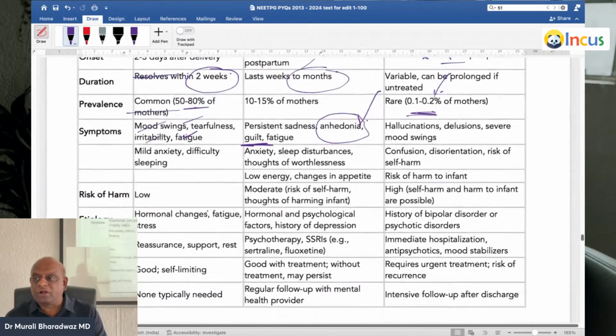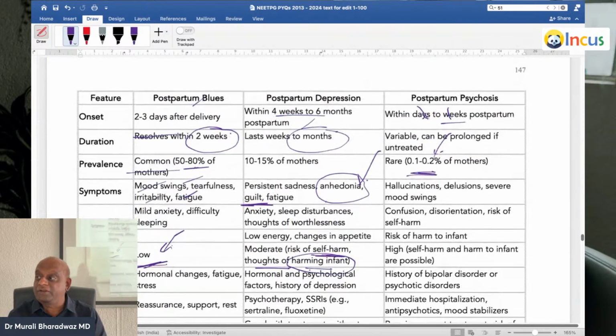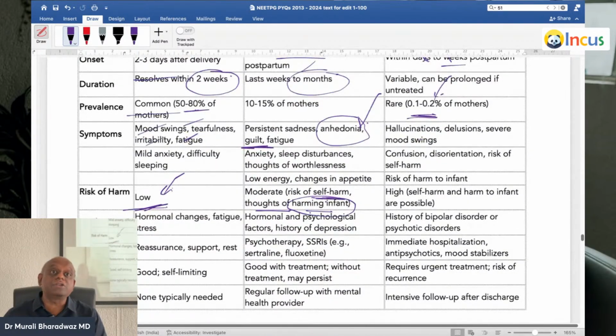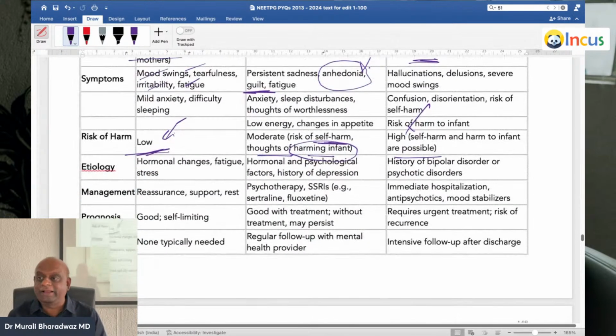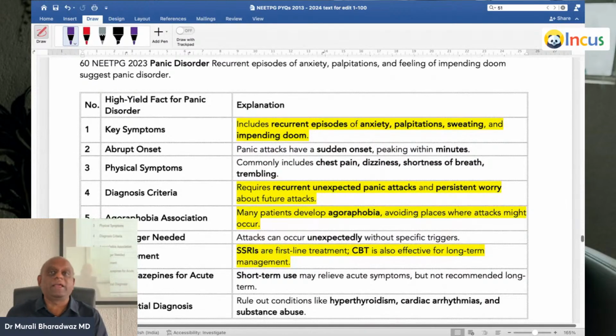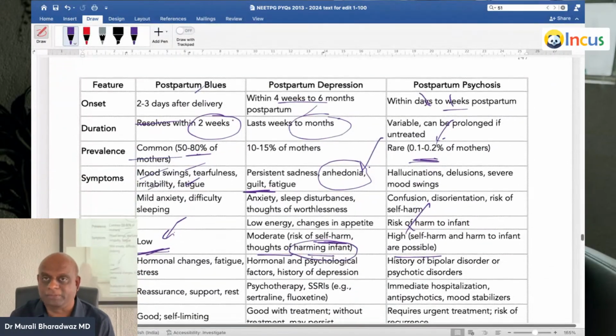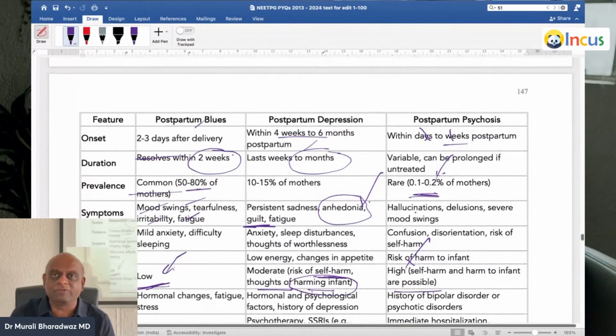Postpartum blues, the risk of harm is very low. Whereas self-harm and thoughts of harming the infant will be there if it is depression. Psychosis may have definite harm to both infant and mother. So that is the main difference in the exam. Try to look into duration, look into symptoms. Based on that only, the examiner will play with you: postpartum blues or depression or psychosis.